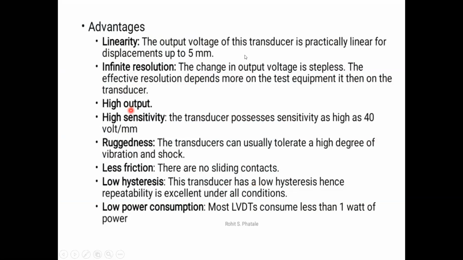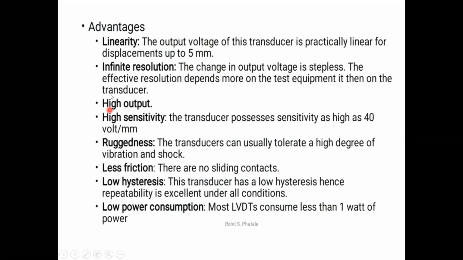Advantages of this LVDT: linearity. The output voltage of this transducer is practically linear for displacement up to a certain range. Next, infinite resolution. The change in output voltage is stepless. The effective resolution depends more on the test equipment than on the transducer.